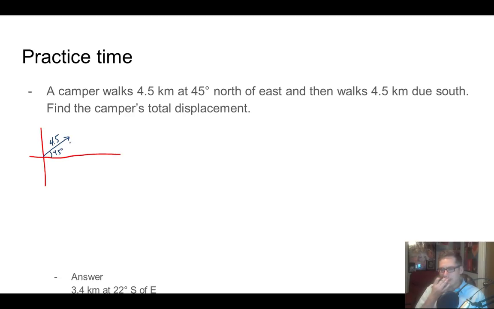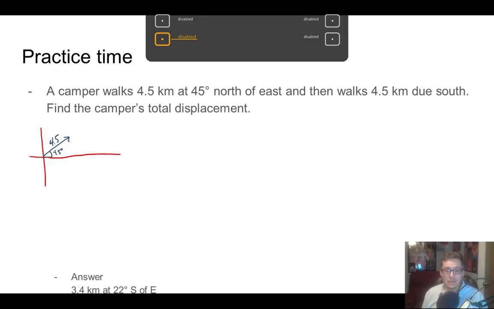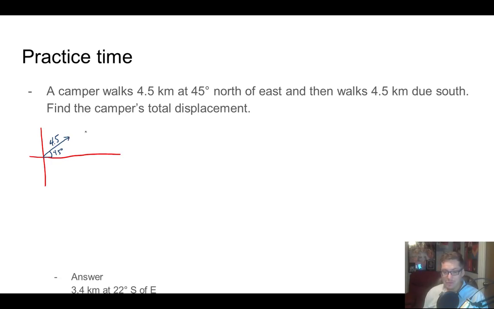So 45 degrees. Then we walked that way, then he walked 4.5 kilometers due south, all right? So now we have to come back down straight south 4.5 kilometers. So that means he went down this way some amount, 4.5 kilometers. Now these two magnitudes need to be equal to each other. Notice how this line, because it went straight down, went past the y equals 0 value.